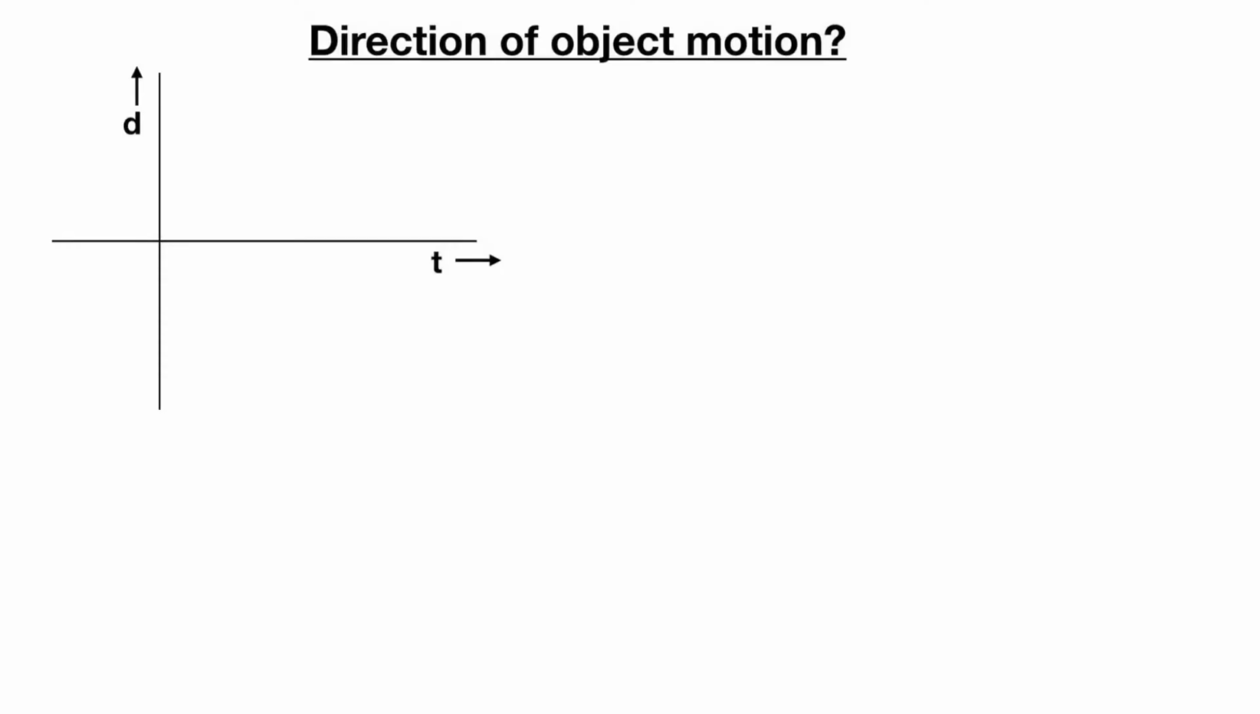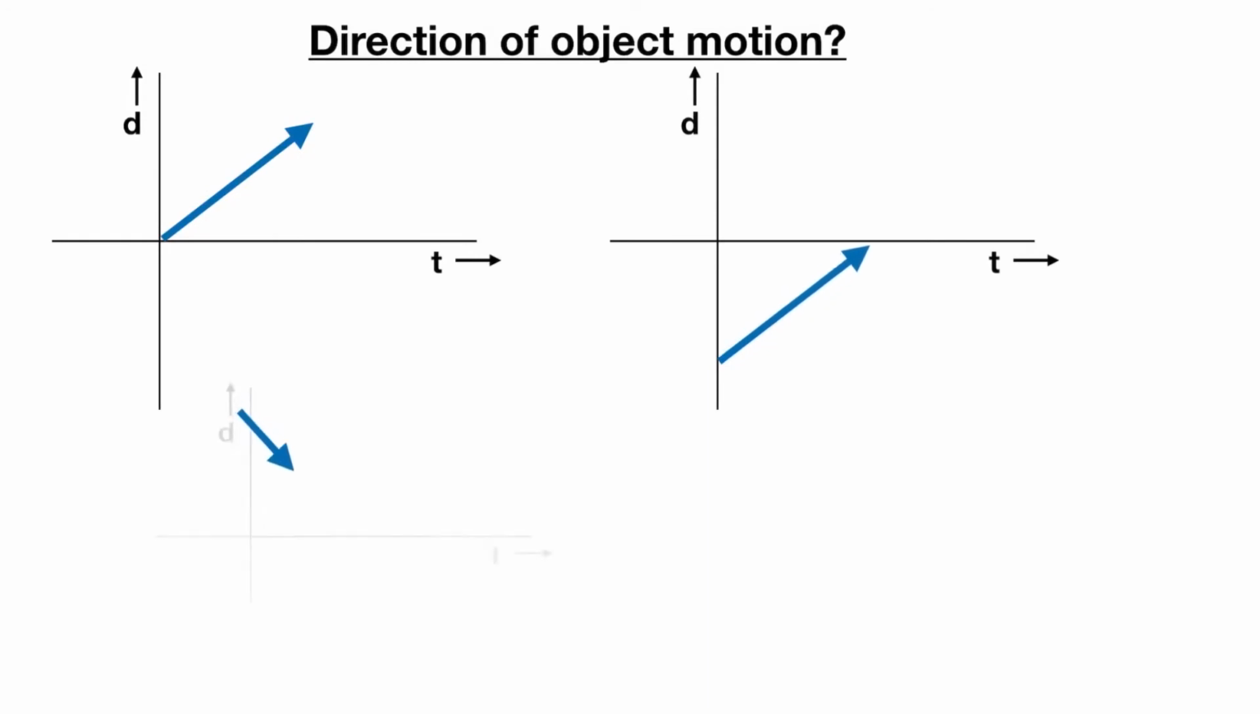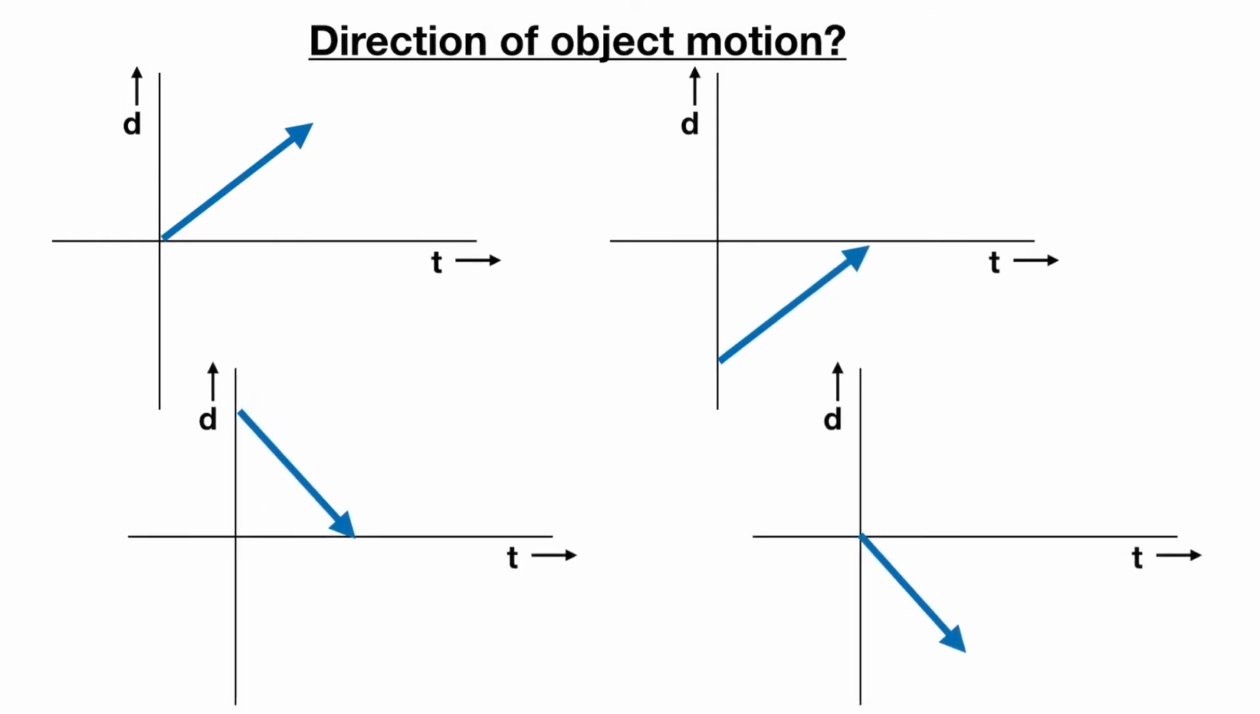Now I am presenting here a few displacement time graphs, and you have to see if you can figure out the direction of object motion. Let's see it. This is graph 1, graph 2, graph 3 and graph 4. So graph 1, you can check the angle made by this motion with the positive x direction is less than 90 degrees. That means it is a positive direction motion. Or in other words, the line slants upward to the right, which means it's positive.